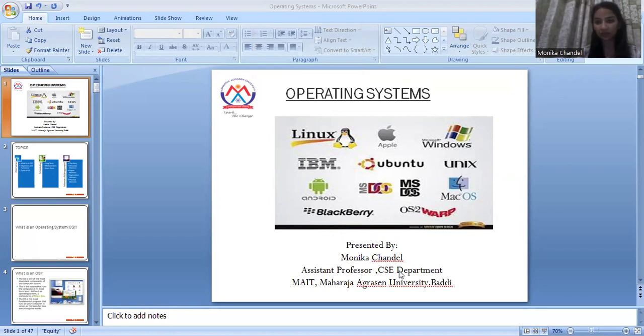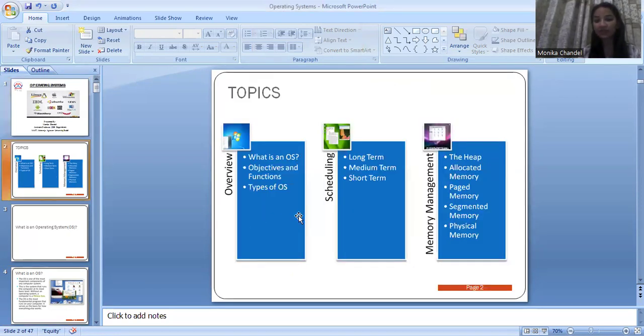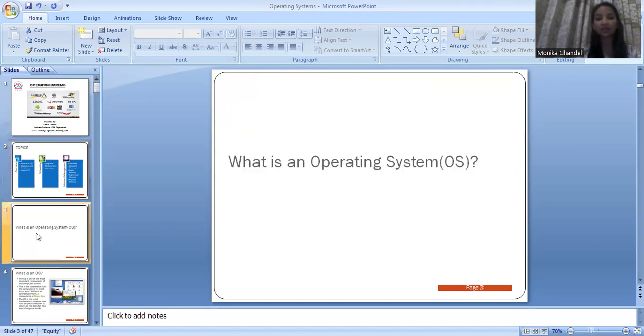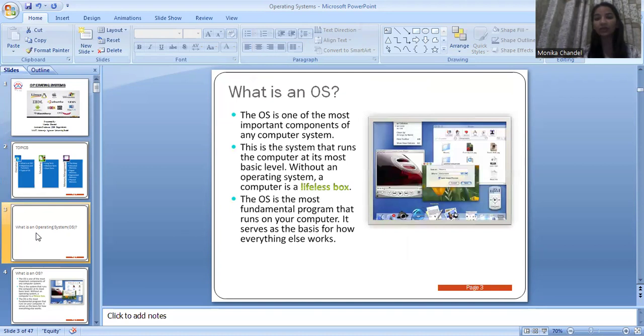In today's lecture, I will discuss what is an operating system, scheduling in operating system, and memory management in operating system. So let's start with what is an operating system.